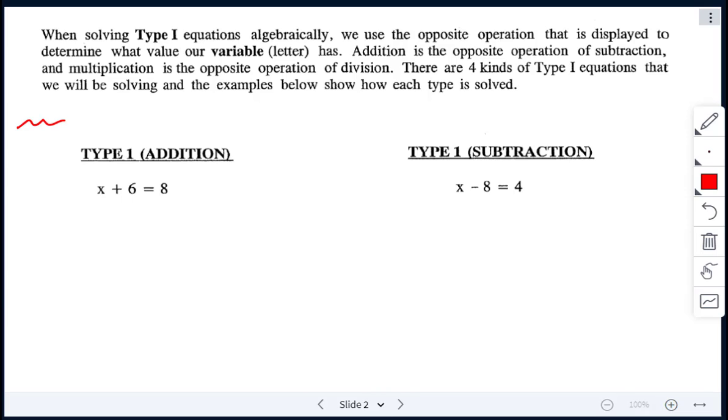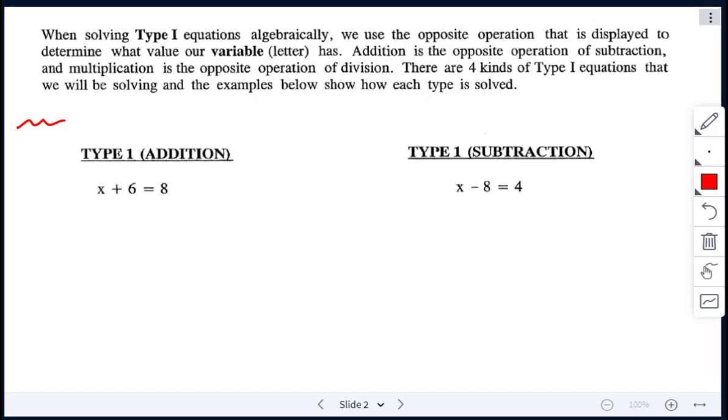So when we are solving equations algebraically, we're basically trying to solve for the variable. The variable is the letter in the equation. So when we're solving for our variable, we have to use the opposite operation that is displayed. All right. So for example, addition would be the opposite of subtraction. Multiplication is the opposite of division, and vice versa. Subtraction is the opposite of addition, and division is the opposite of multiplication.